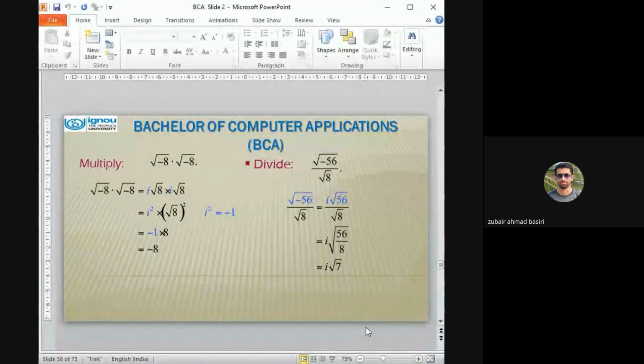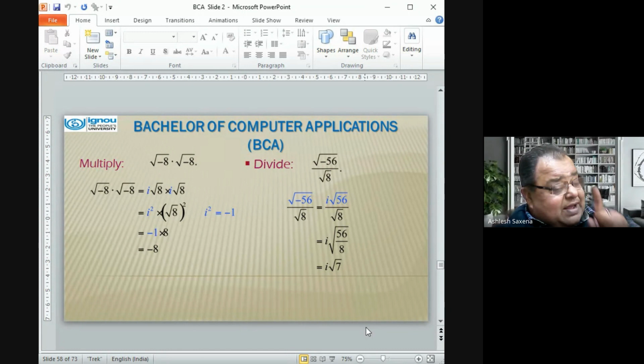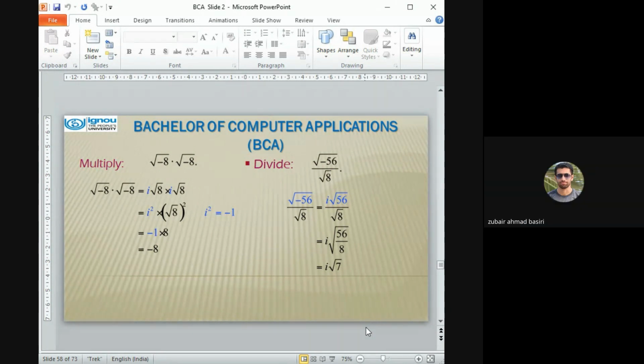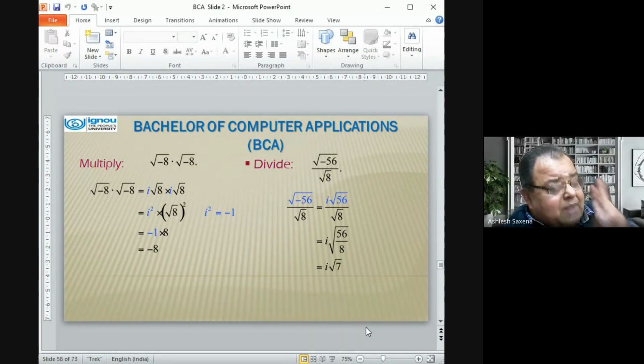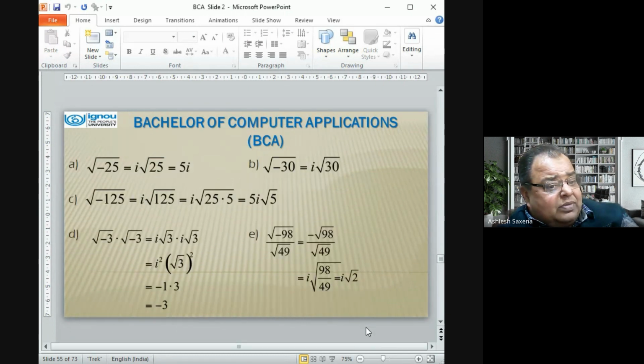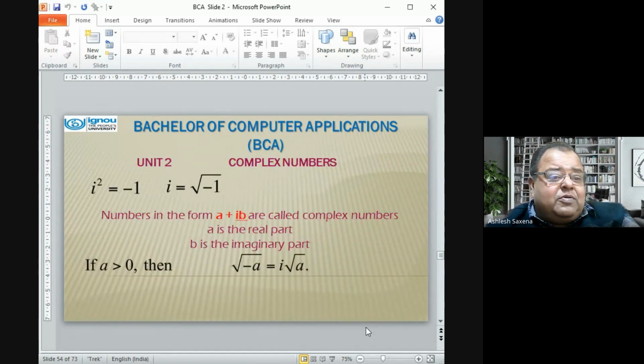No, in this case we can't do that, because this is an imaginary part of a number. It is not minus 1 into 8. For simplification, we have made it minus 1 into 8. It is actually under root of minus 8. To take iota common, because i square is minus 1. This is minus 1, and minus 1 under root is iota. You have to remember it.